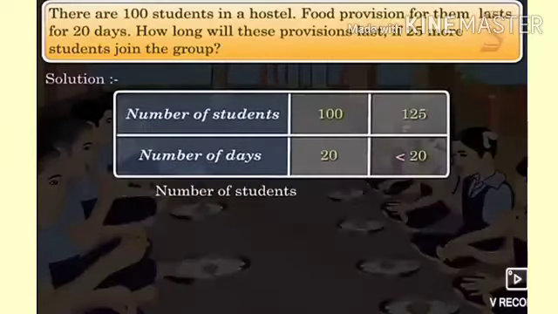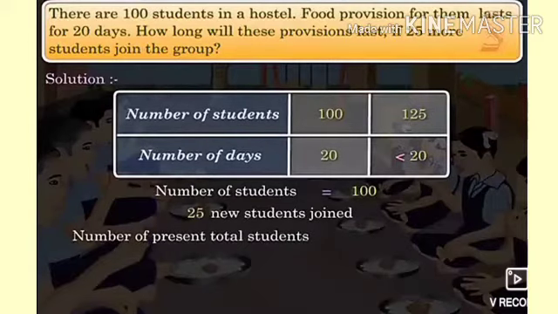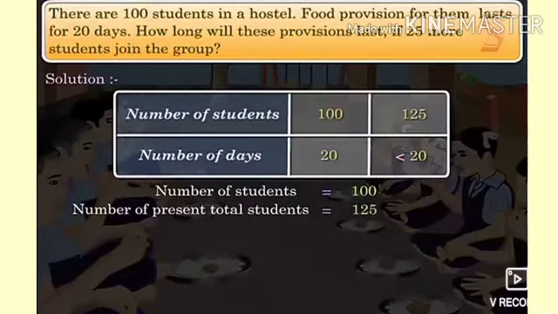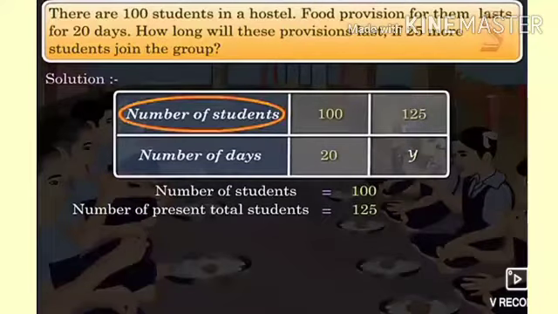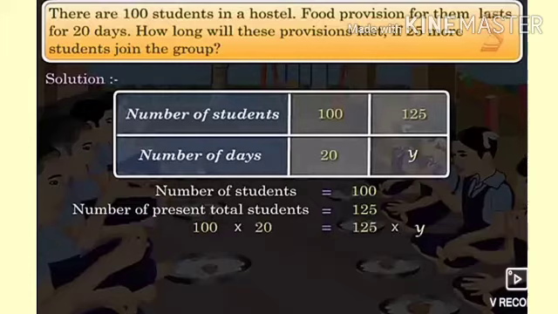Number of students who can eat for 20 days is 100. 25 new students join the hostel, so the present total number of students equals 100 plus 25, 125. Now let us assume the number of days the food lasts for 125 students as y. The number of students and number of days are in inverse proportion. We have 100 into 20 equal to 125 into y.